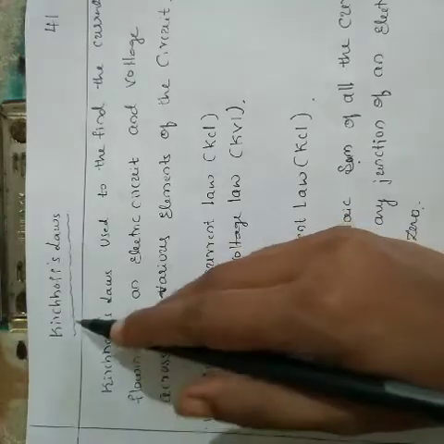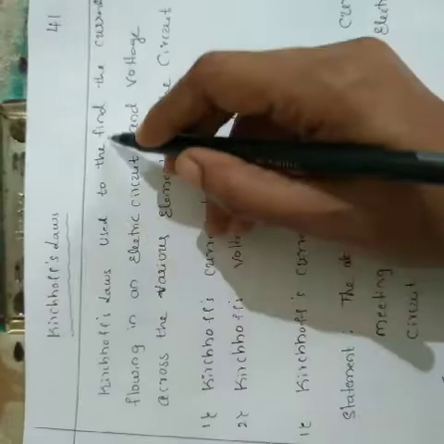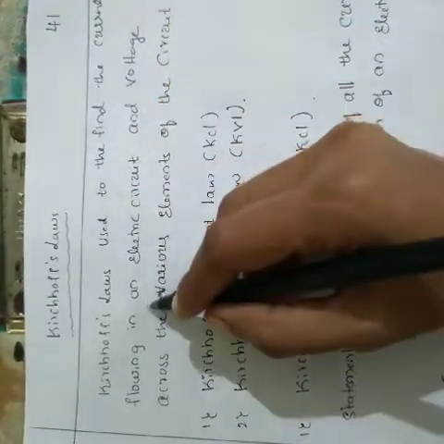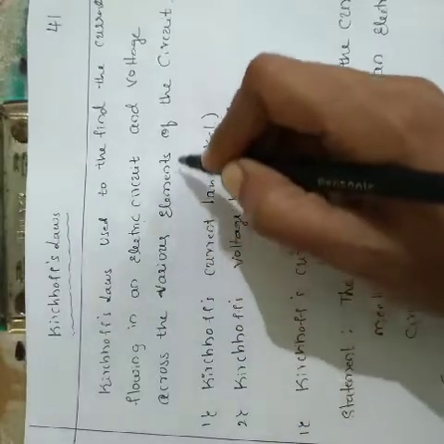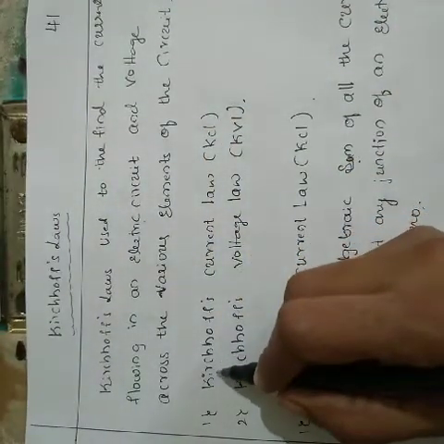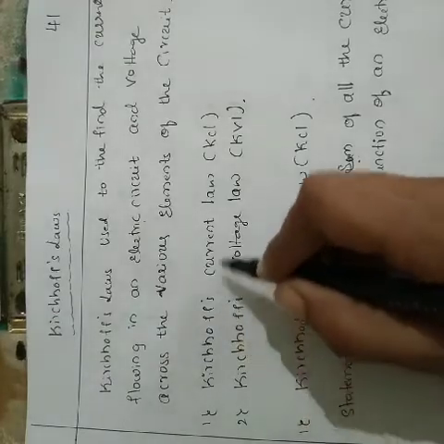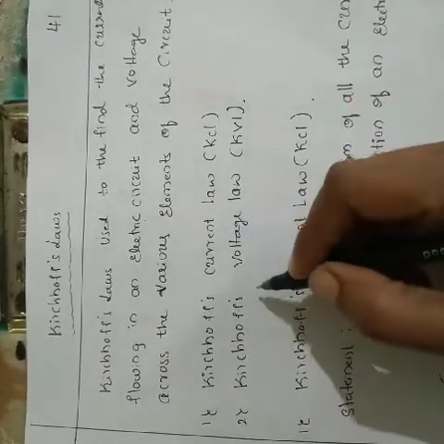Today's topic is Kirchhoff's laws. Kirchhoff's laws are used to find the currents flowing in an electric circuit and the voltage across the various elements of the circuit. There are two types of laws: first, Kirchhoff's current law, and second, Kirchhoff's voltage law. Let us discuss one by one.